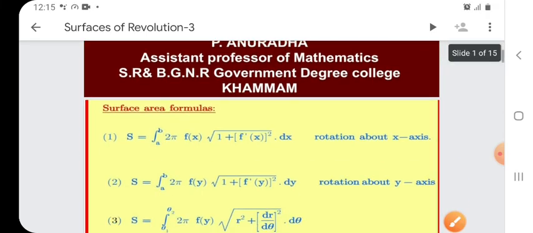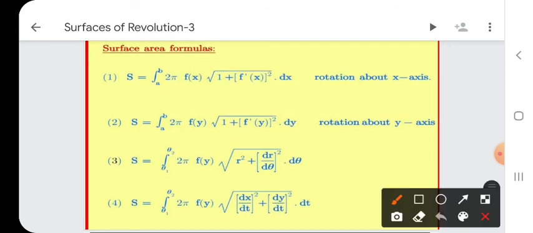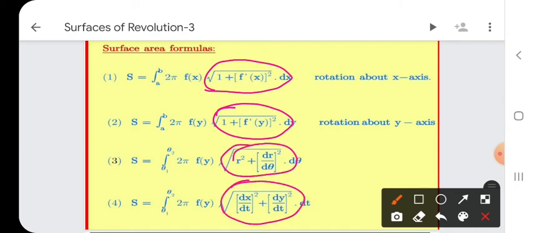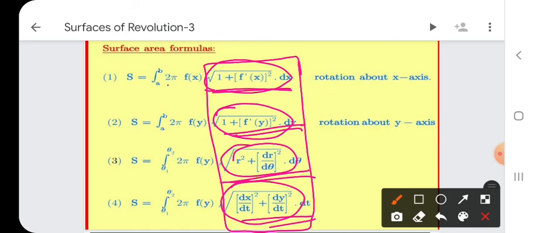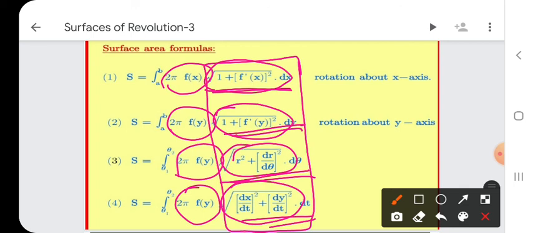Very simple problems. We have only 4 types of formulas. Here also we knew these formulas. What are they? In circles, which formula do we write? In the first topic of the 4th unit, what did we learn? Length of plane curves, okay? For finding length of plane curves, we use this formula only. Here also we write the same, and the extra term is 2 pi f of x, 2 pi f of y. These are the extra terms here. In the length of plane curve scenario, also we use the same formula for finding length of the given curve.